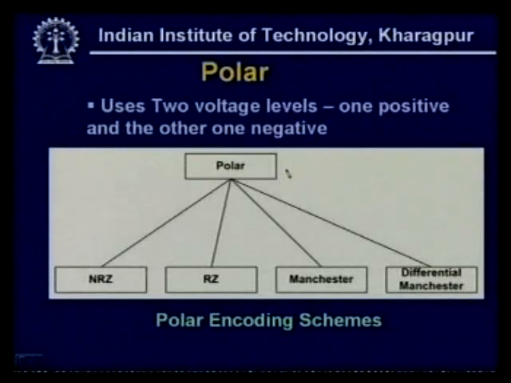Polar schemes. In case of polar, essentially two voltage levels are used, one positive and the other negative. So, we are using one positive voltage and one negative voltage, and the polar encoding scheme has several alternatives like NRZ, non return to 0, RZ, return to 0, Manchester encoding, differential Manchester encoding. So, these are the four different encoding schemes available under polar encoding. Let us consider their features one after the other.